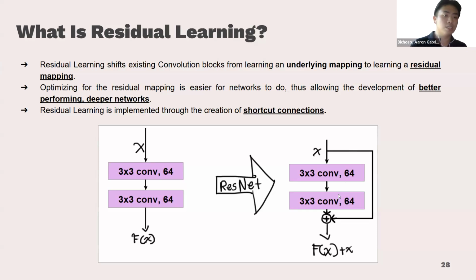And residual learning is implemented through the creation of shortcut connections. If you look at the differences between this architecture and this architecture here, the only difference is that between each group of convolutional layers, a shortcut operation is implemented by just adding the value of the original image to the output of the group. So the question is, why does that work, right?